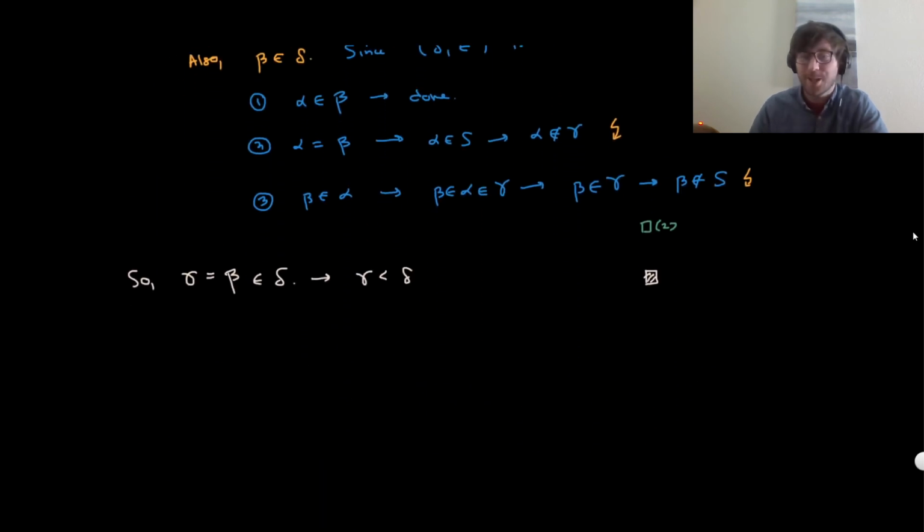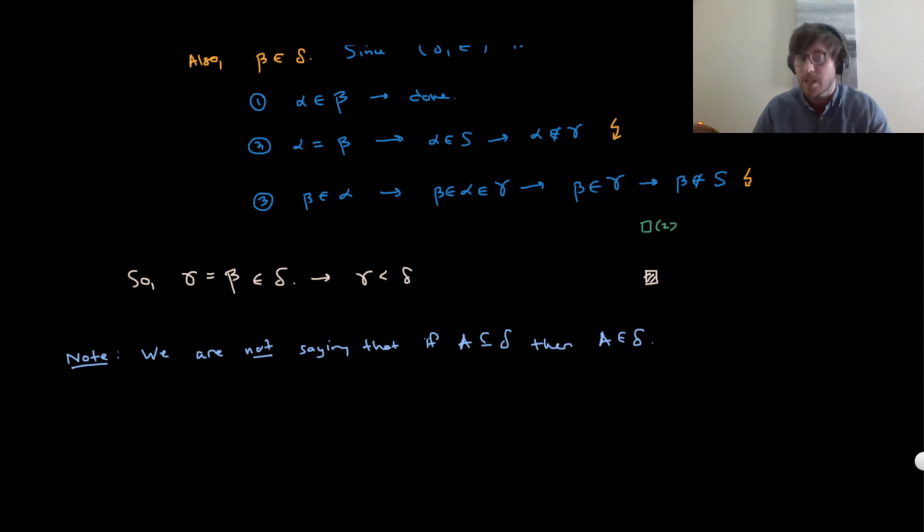I guess one comment about this argument. Note, this statement is only true for ordinals. We are not saying that if A is a subset of delta, then A is an element of delta. We are not saying this. What we are saying is that if we have a subset of delta and the subset happened to be an ordinal, then it would actually be an element of delta.